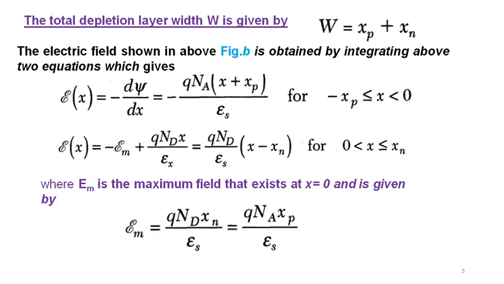Then we can calculate Em using the above equation. The electric field is maximum at x equals 0, so if we put this value in the above equation, we get Em equals q ND xn over epsilon s and q NA xp over epsilon s, from the n and p sides.